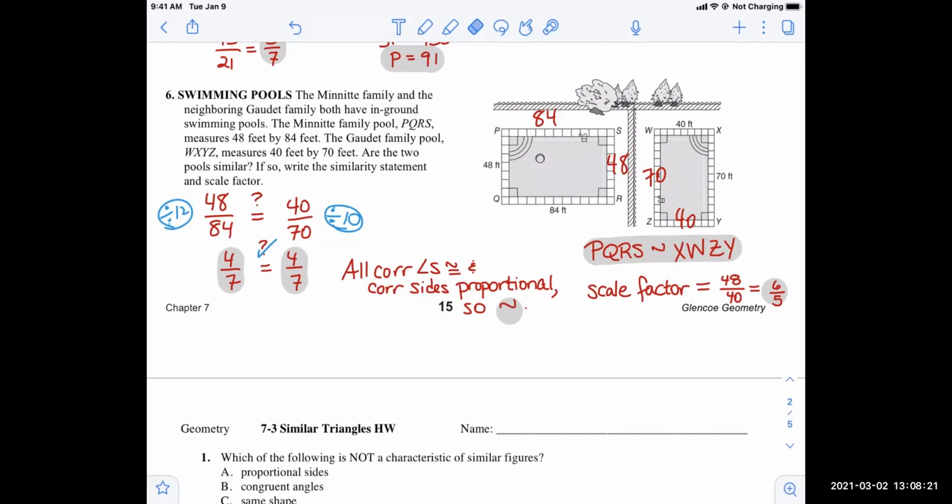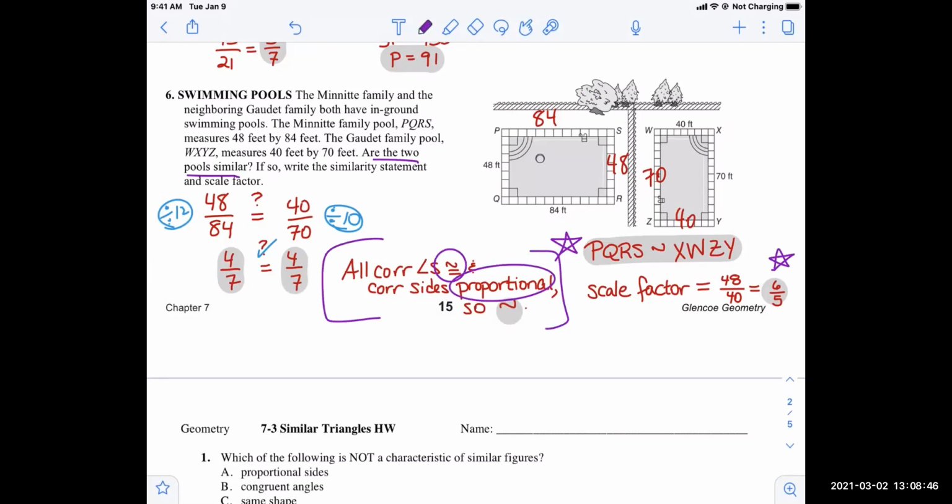So the way that, let's see, it asked you to write the similarity statement, which is here. It asked you to find the scale factor here. Because it said, are the pools similar? The reason I'm saying that is because that's the definition of similarity. Corresponding angles are congruent, corresponding sides are proportional.